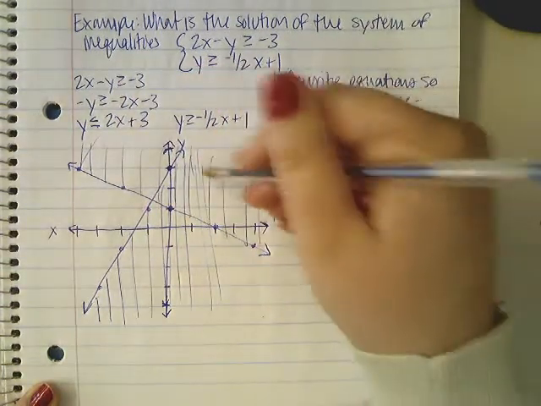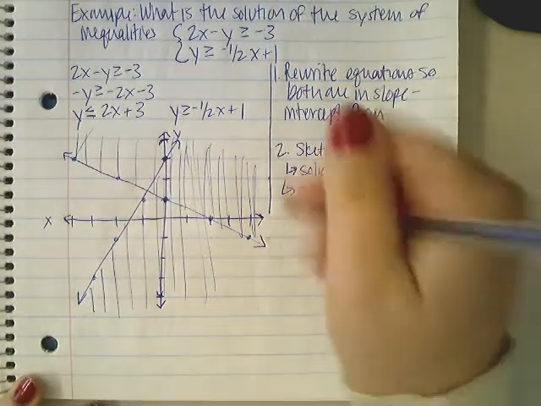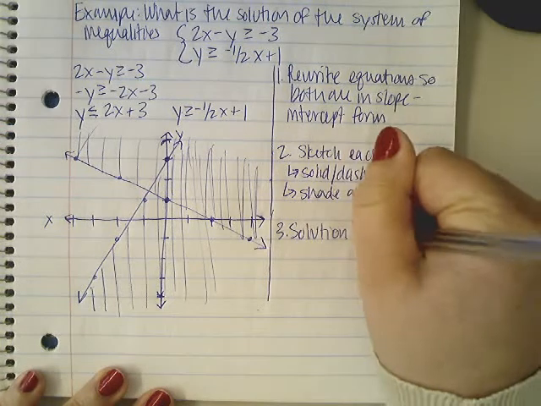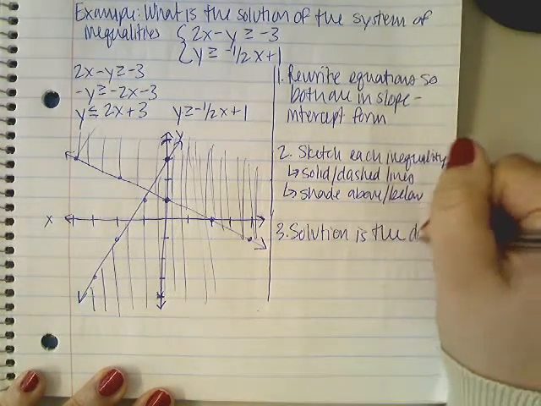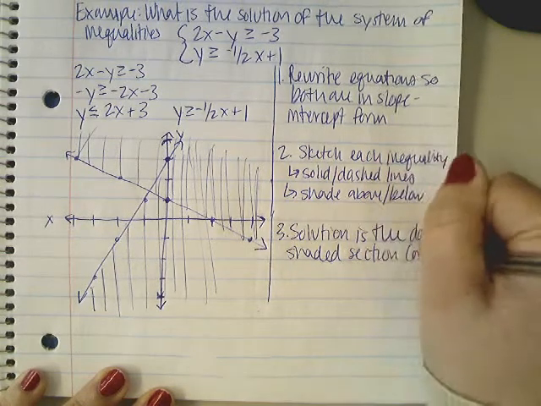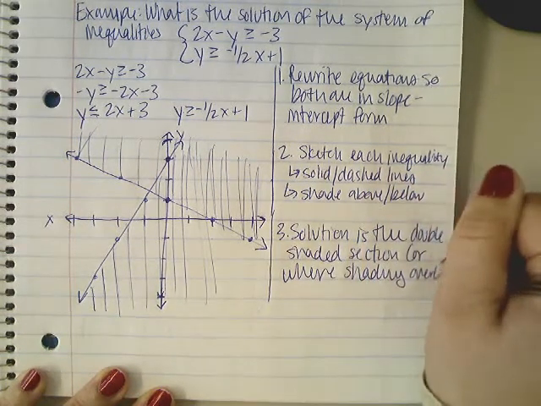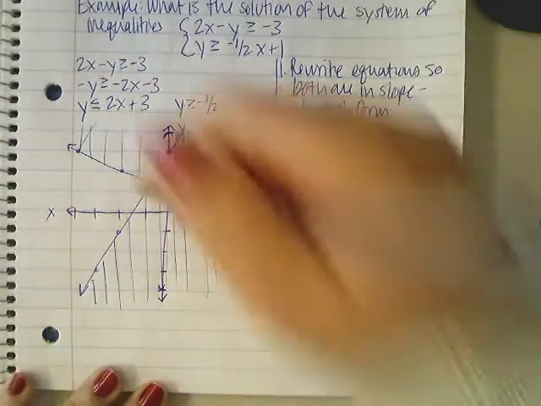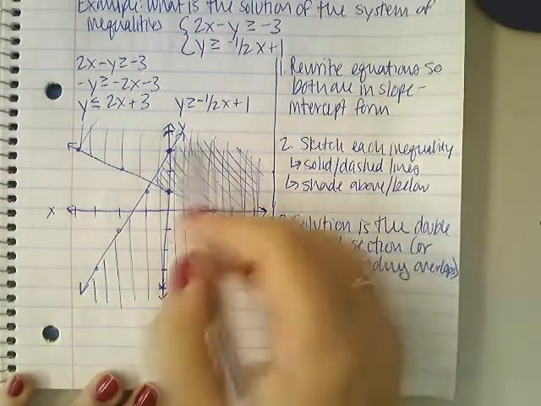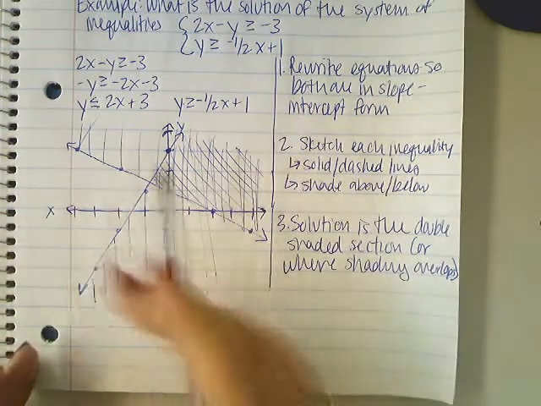If you look now, you can see that this section here is where the two shading sections overlap. So the third part of this is the solution is the double shaded section, or where shading overlaps. So at this point, I know that this section is my solution set. I'm going to shade that a little bit darker so it's clear. The double shaded section is my solution because it should satisfy both inequalities if I have shaded them correctly.